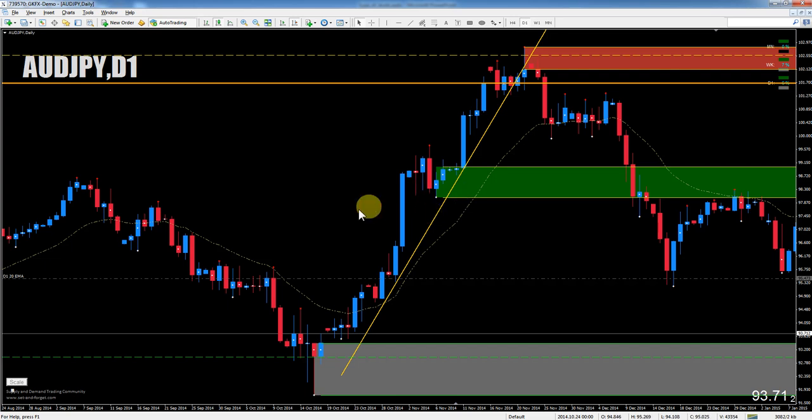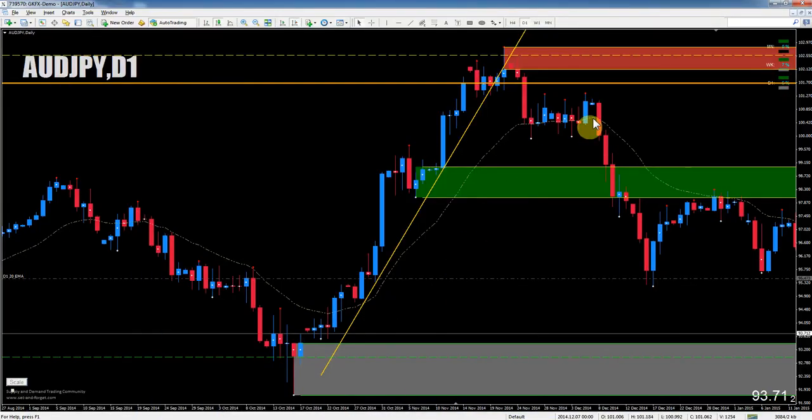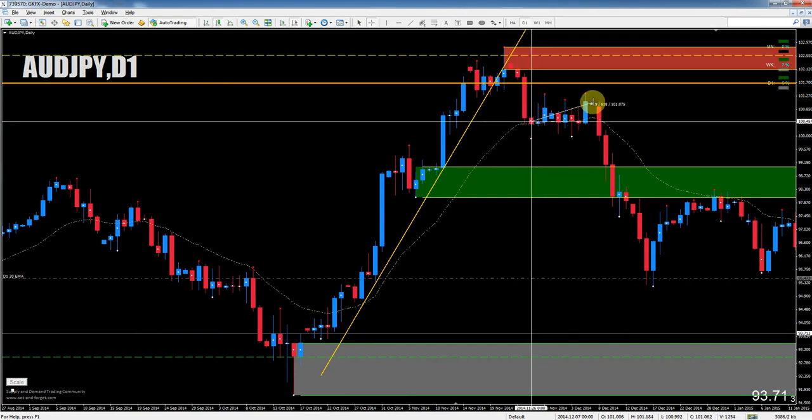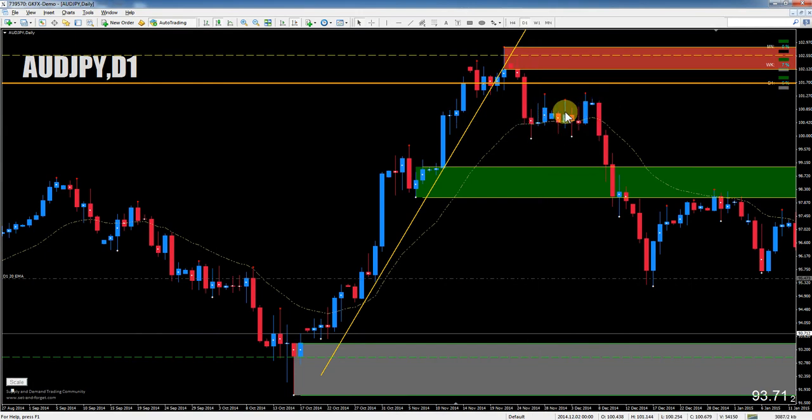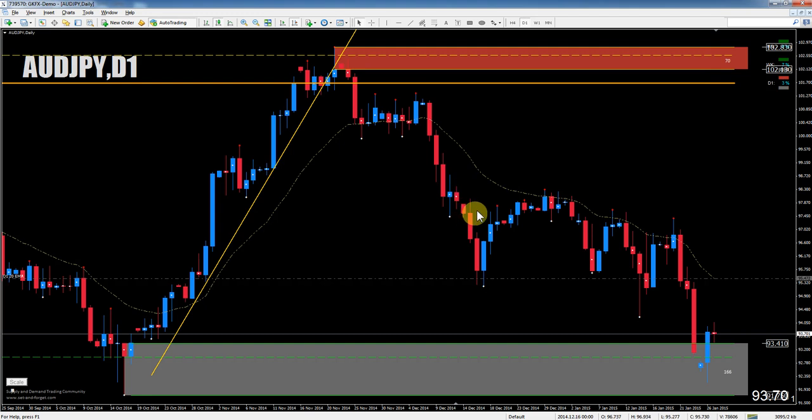Okay, so we were talking about this time spent at the level. Look at this. How many candles? Like 9, 10 candles. So if price rallies all the way up there and the trend is up on the daily and the weekly and all that, this level will probably not hold because we have a lot of trading in the zone. Same here, look at this reaction over here. A lot of trading in the zone. So this is nothing and it is already retested here, okay?